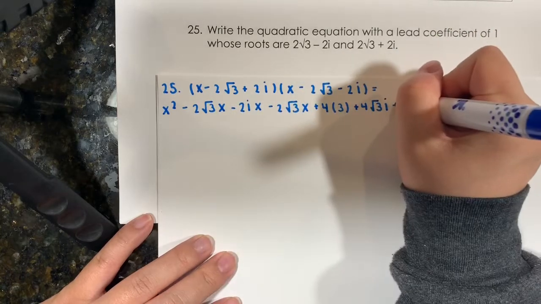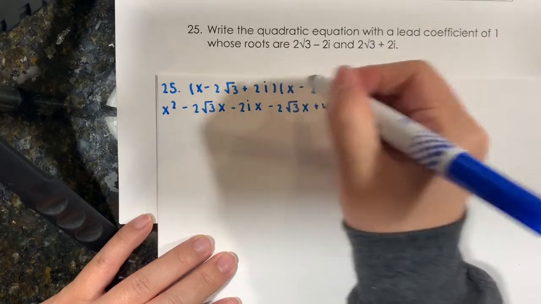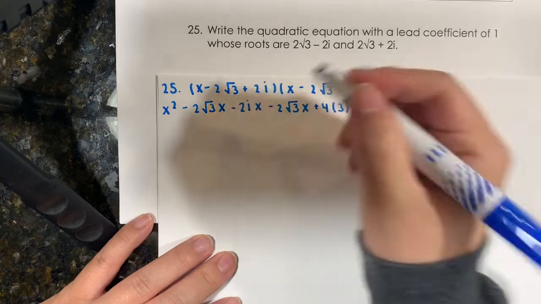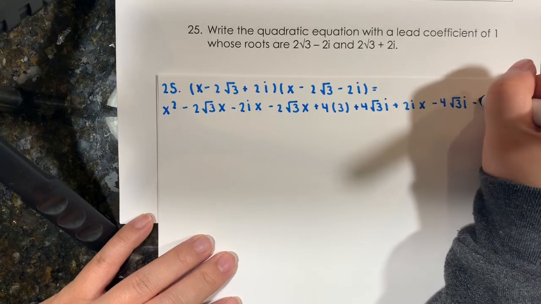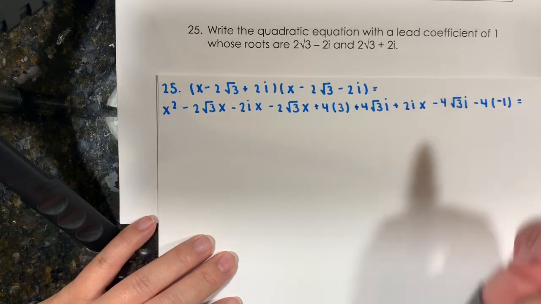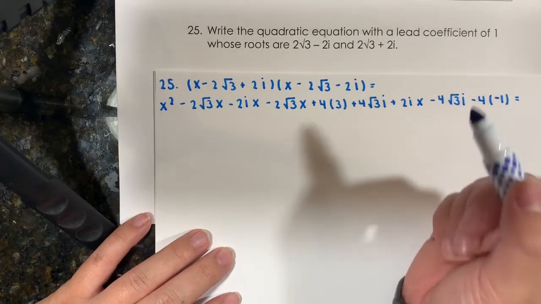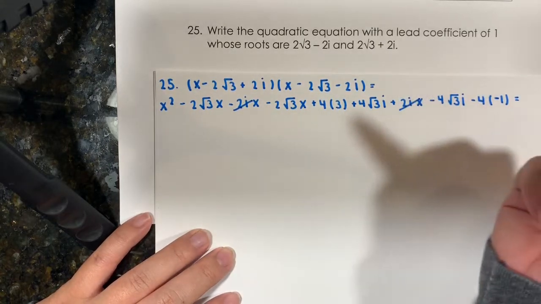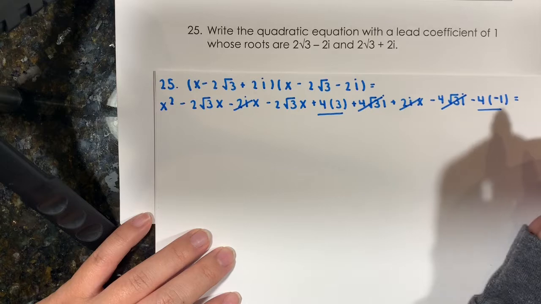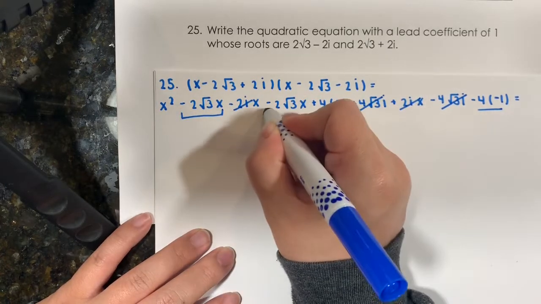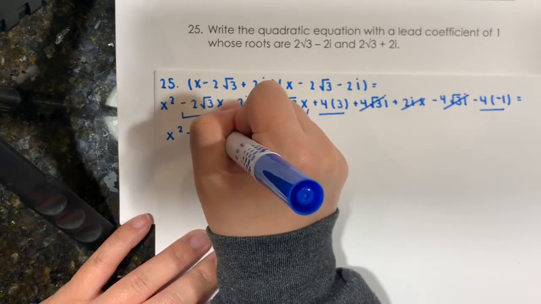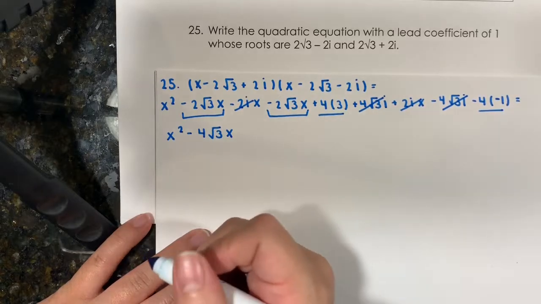Last term, 2i times x would be positive 2ix. 2i times negative 2 root 3 would be negative 4 root 3i. And then 2i times negative 2i would be negative 4 i squared, which is negative 1. So the things that can cancel are my negative 2ix and the 2ix, the 4 root 3i and the negative 4 root 3i. I can add the 12 and the 4. I can also add these 2 root 3's. So my answer is going to be x squared minus 4 root 3x, and then 12 plus 4 is going to be 16.